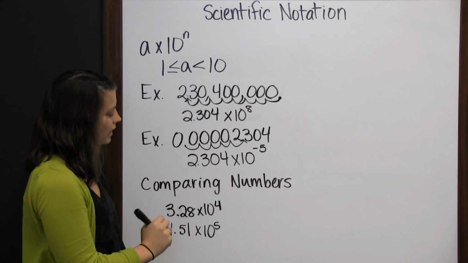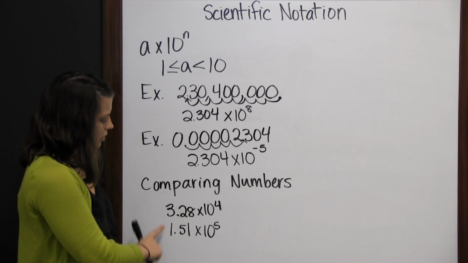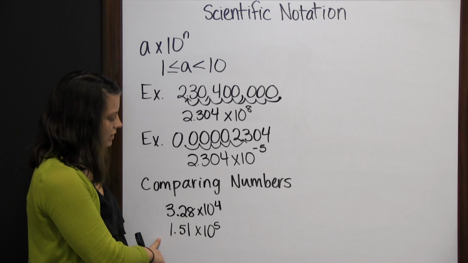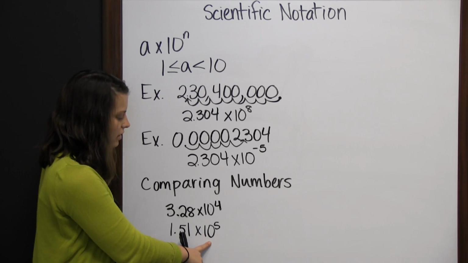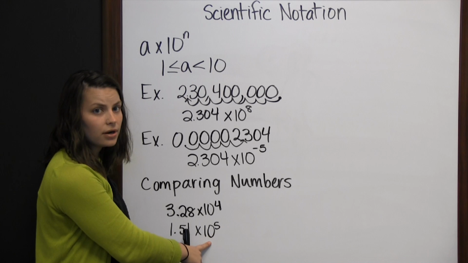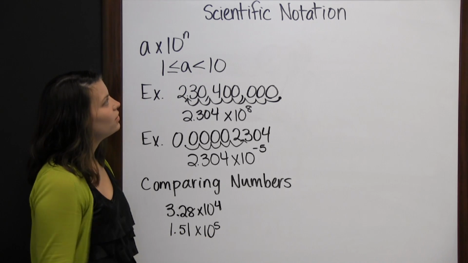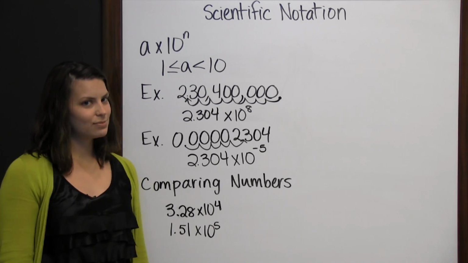We can use these exponents to compare our numbers very quickly and easily. Looking at these two numbers in scientific notation, I can tell that 1 and 51 hundredths times 10 to the 5th is the larger number because it has the larger exponent. So it's a great method for very large and very small numbers.